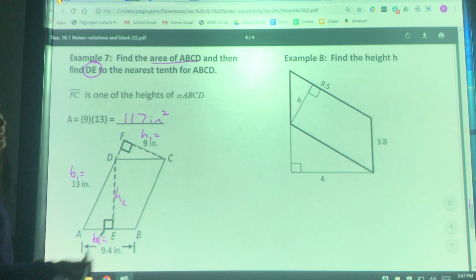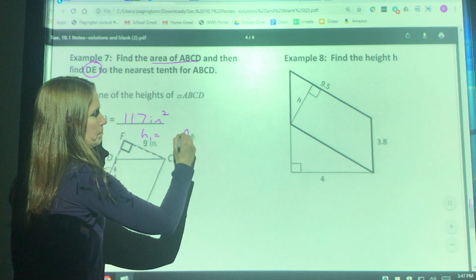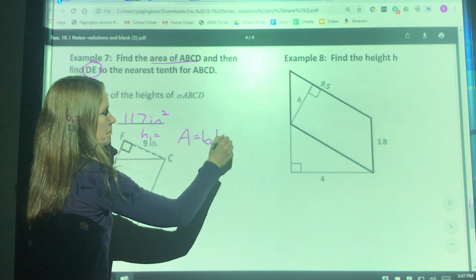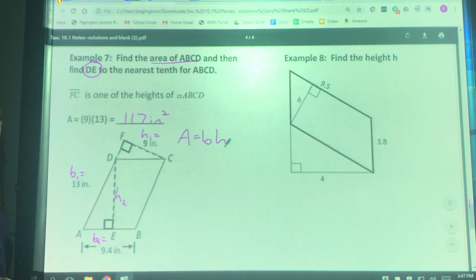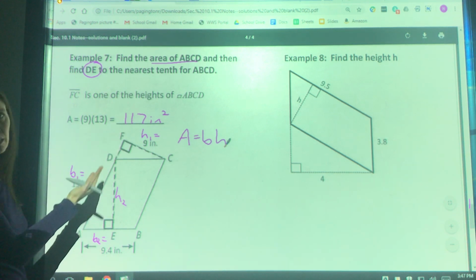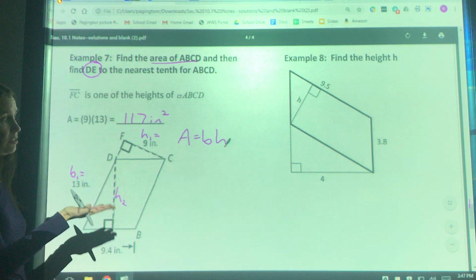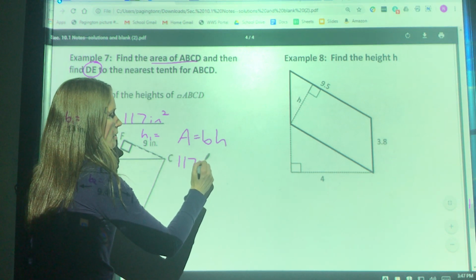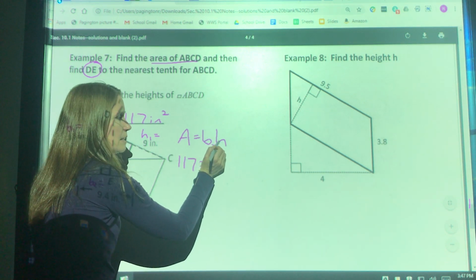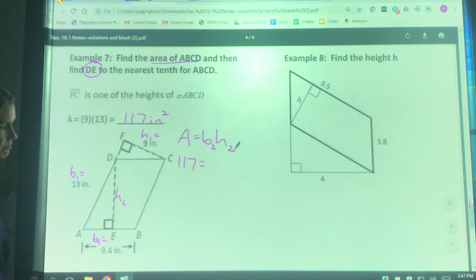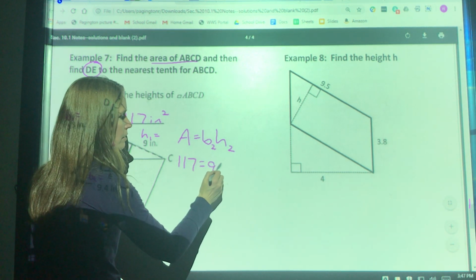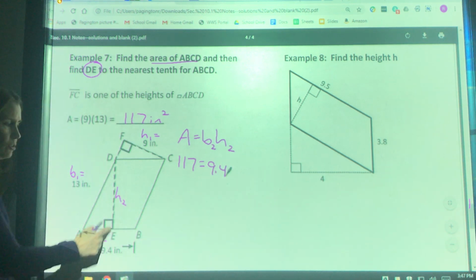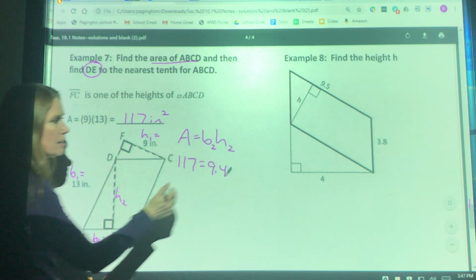All right, so if I use my formula again, area is equal to base times height, the area is not going to change. The area is still 117 for that particular figure, so I'm going to plug that in. But I'm going to deal with base 2 and height 2 this time. So base 2 is now 9.4, and height 2 is what I'm looking for, this DE.